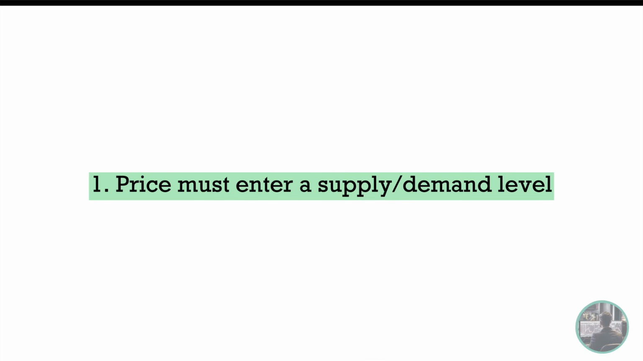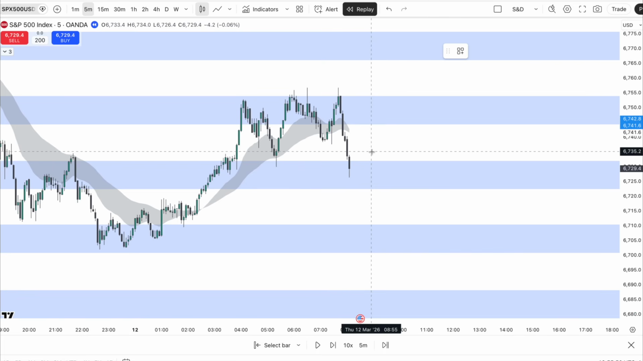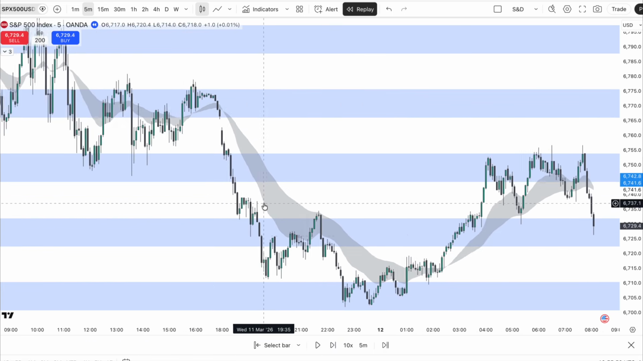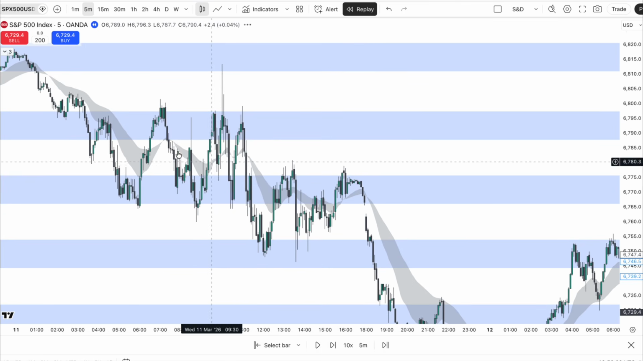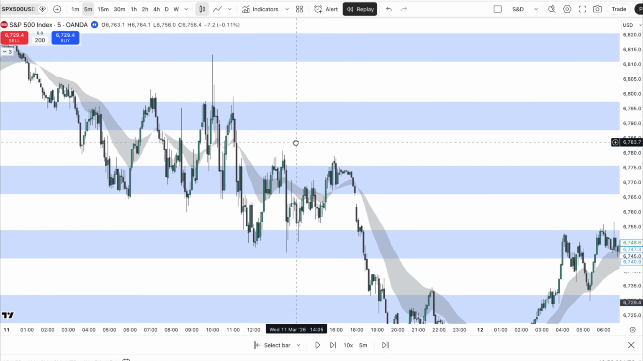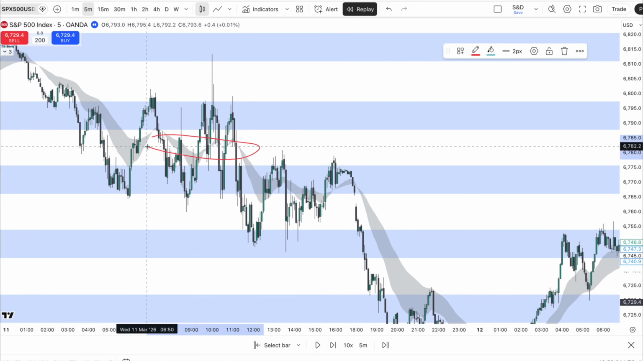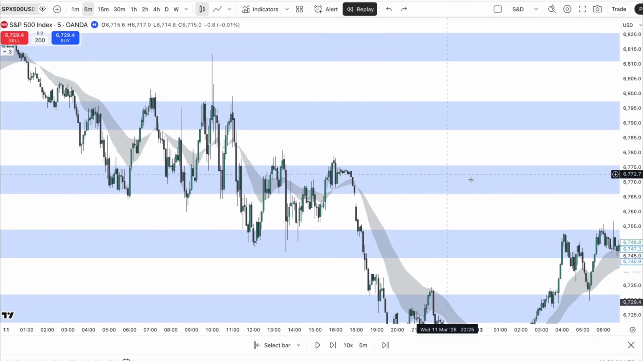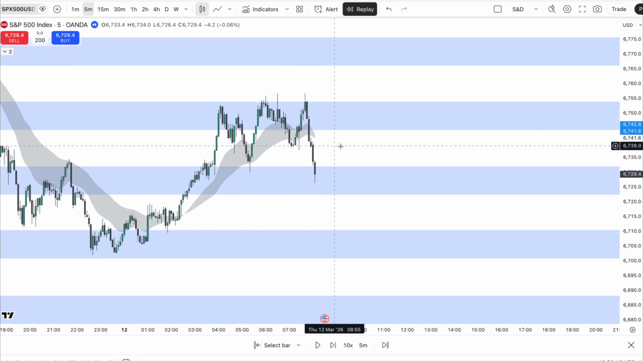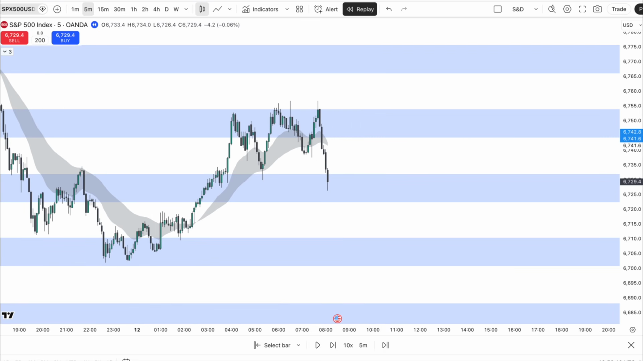Step one is that the price must enter a supply and demand level, and here's why this matters. The cloud flip only tells you when momentum is changing, but momentum shifts happen all the time. You'll see them everywhere on the chart. Most of them mean nothing. A momentum shift doesn't automatically mean a continuation. There are way more fakeouts than genuine momentum shifts, because the cloud is just the 20 EMA and the 50 EMA, and they're both based on the price.